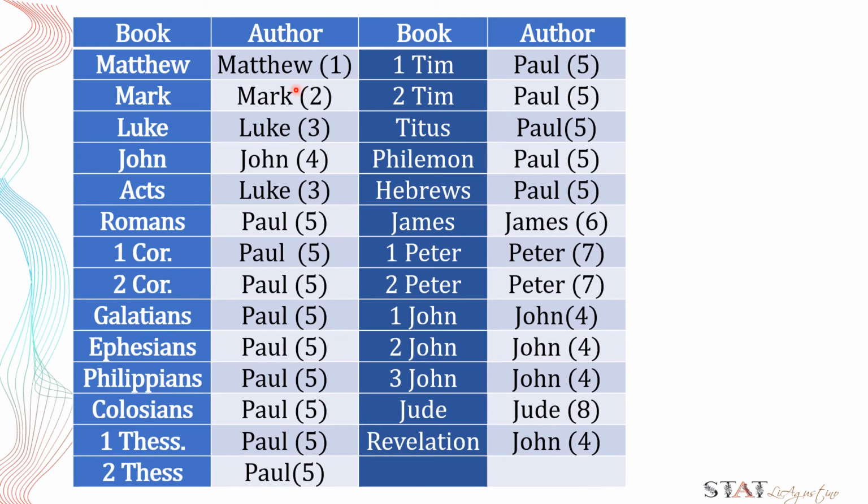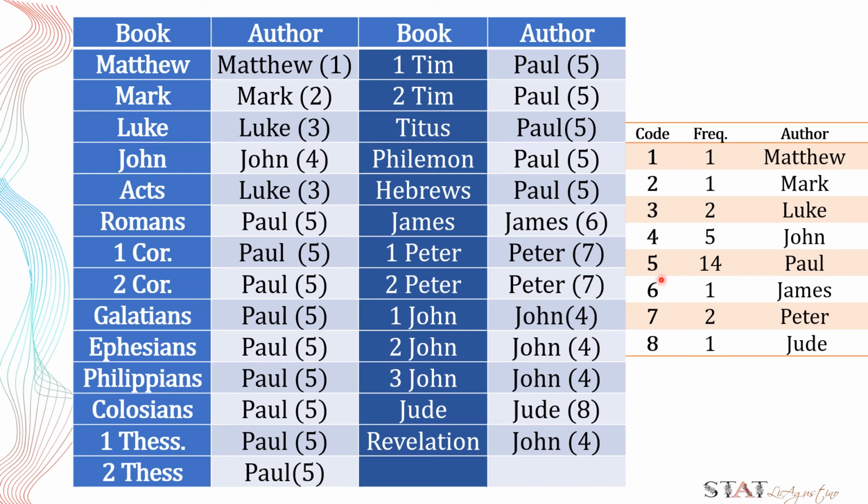Okay? So now we have recoded it. So Matthew, we have 1, Mark is 2. Oh, we can see here 5. So we want to know what is the mode of these data values. So 5 occurred 14 times. Matthew occurred 1 time, and then Mark occurred 1, Luke occurred 2, John occurred 5, and Paul occurred 14, and James occurred 1, and Peter occurred twice, and Jude occurred once.